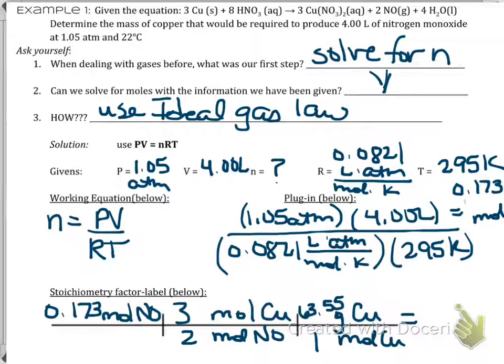Just like all things with chemistry, it depends on the question. But when I solve for this, I get 16.5 grams of copper. So what this means is that that's how much copper I would need to add to the reaction in order to make the amount of gas that I had desired.